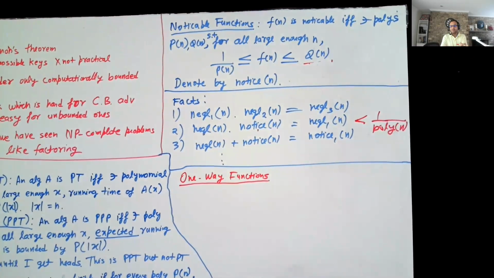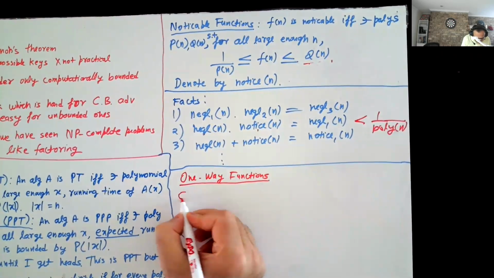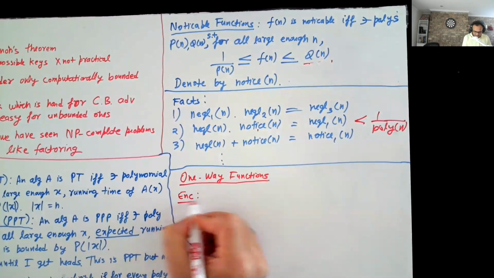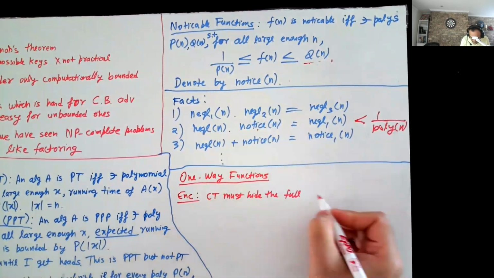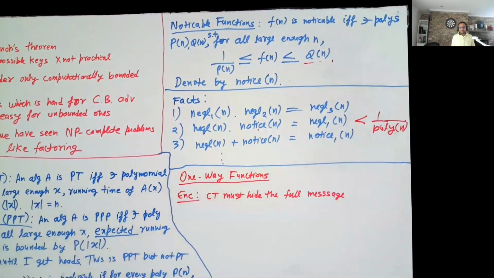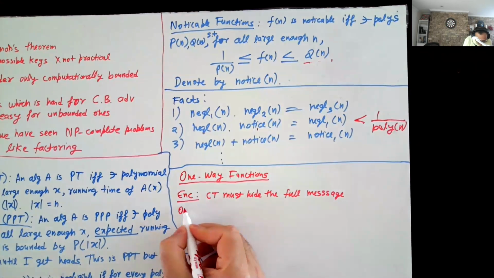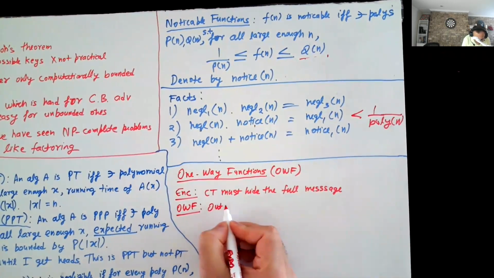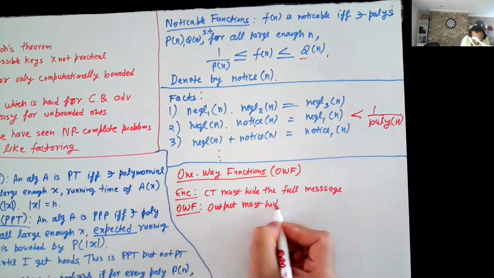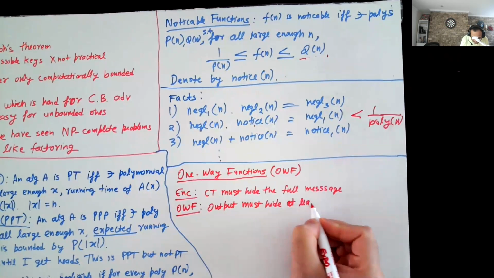All right, so what are one-way functions and why do we study these objects? So in some sense, one-way functions are the easiest cryptographic primitive to design, or the easiest cryptographic primitive which you can think about. So in encryption schemes, in some sense, the ciphertext must hide the full message, right? And you can define encryption in different ways, but any good encryption scheme, even if it leaks, let's say, half of the message, or even if it leaks 1 bit of the message, we will never call it a good encryption scheme. On the other hand, in one-way functions, the output must hide at least something about the input.